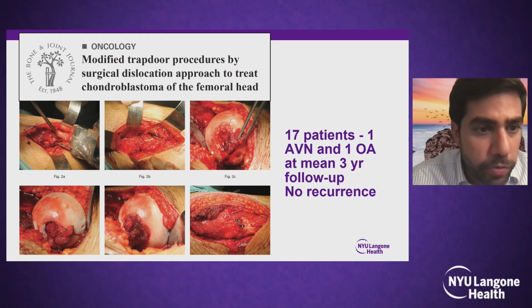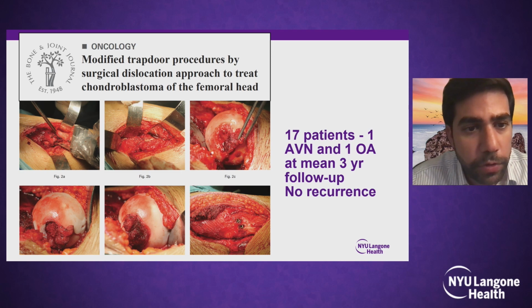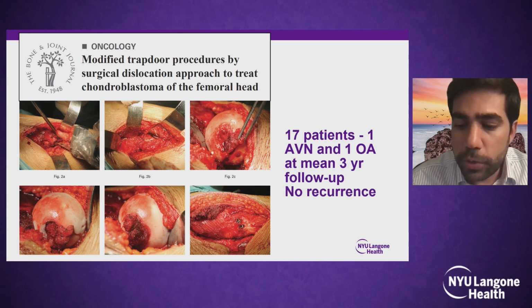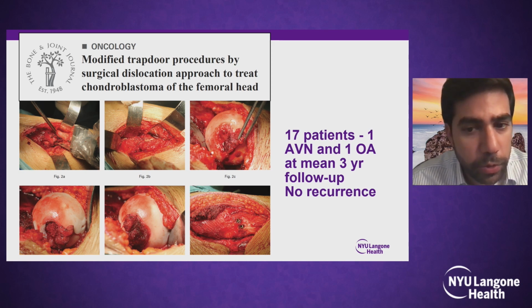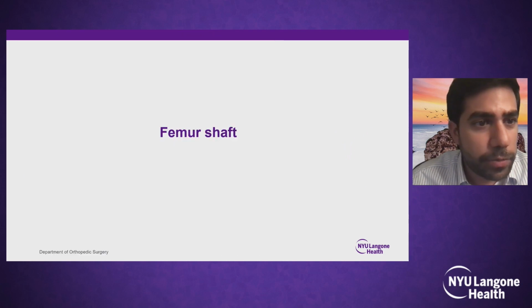Another modality, if you want to avoid the growth plate, is a surgical hip dislocation, trapdoor into the cartilage. However, although they had decent results, they had 1 case of AVN and 1 case of osteoarthritis out of 17. It's also a lot of surgery for non-cancer. And so, this is not something I've done before in the patients I've seen with chondroblastomas. That being said, most of the patients I've seen with chondroblastomas were approaching skeletal maturity.